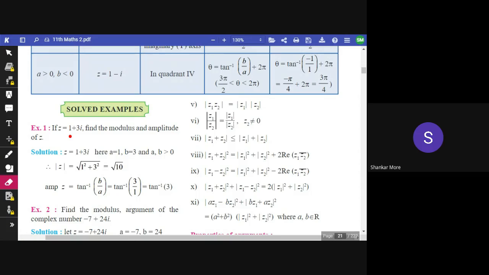Sameer's answer is also 25. That means the answer is 25. Good. Mod is 25. What is the argument or amplitude?